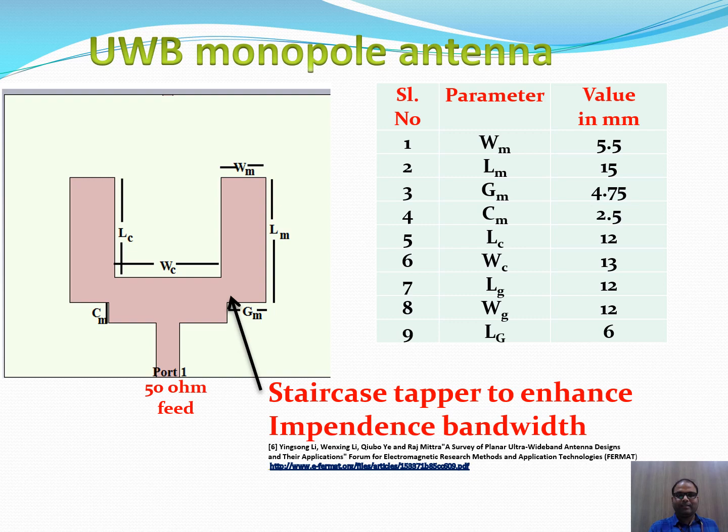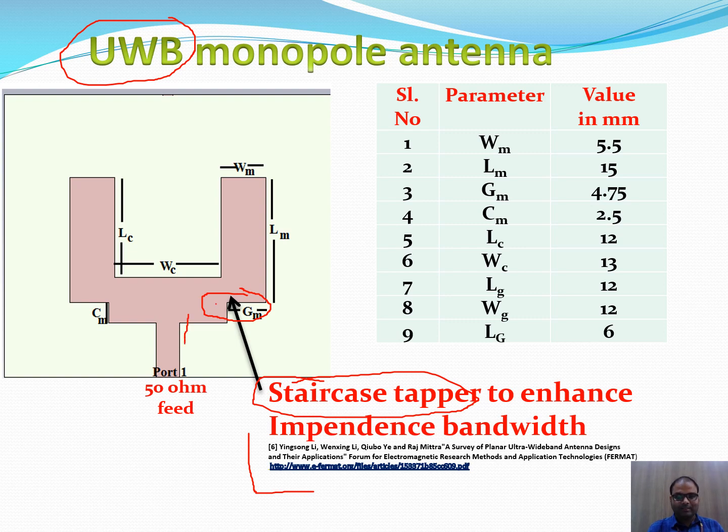We are using one antenna, a UWB, ultra wideband antenna. This antenna is used for spectrum sensing. That means it gives a wide bandwidth. I will tell you how. Here a stair taper is used, which is the stair taper enhancement from this paper, where I have given the reference, and we are making this for impedance matching, that means the matching between these two. So this impedance matching we will do in the UWB monopole antenna.